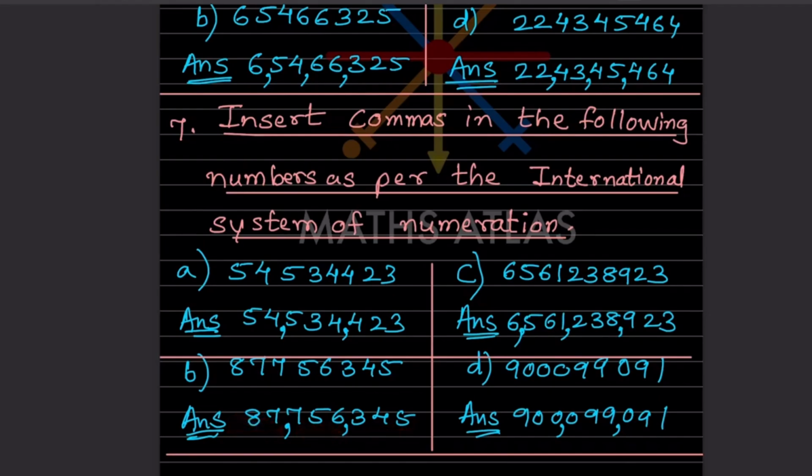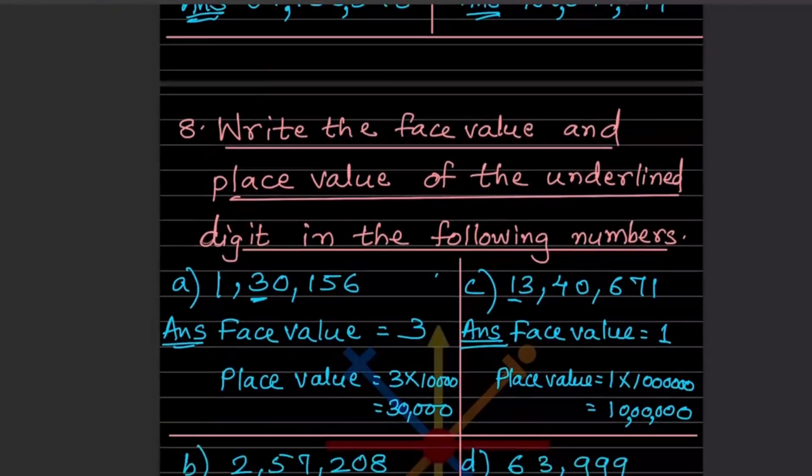Then the remaining ones. 3, 3, 3 and whatever is remaining. 3, 3 and 3. So what does this say? International means you have to put the commas that always go from right to left. 3, 3 and 3, after all 3 digits. So I hope this is clear to you. So now let us go for the next one.